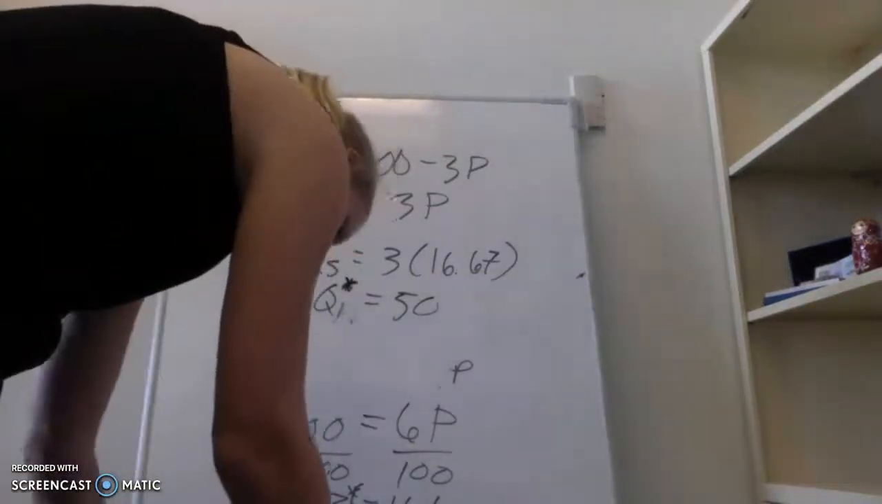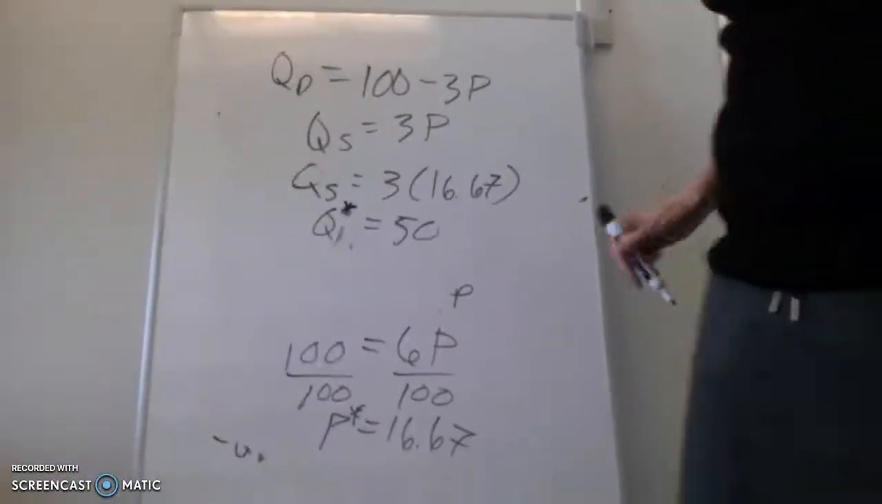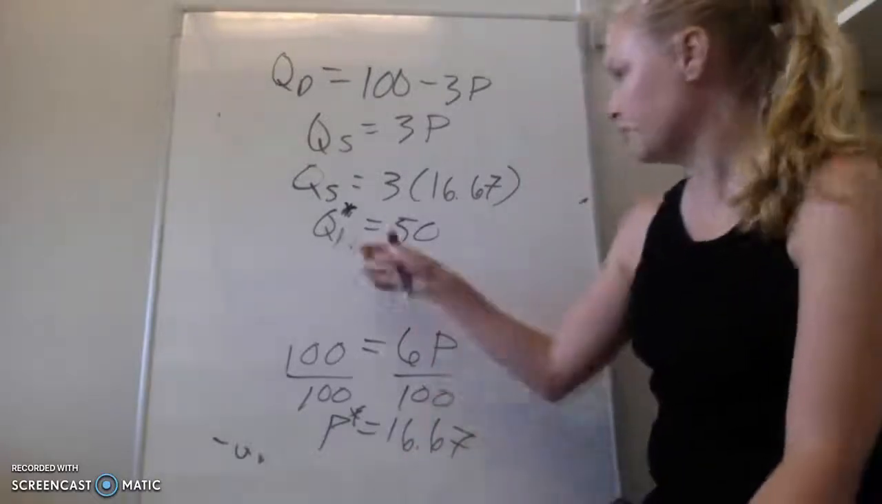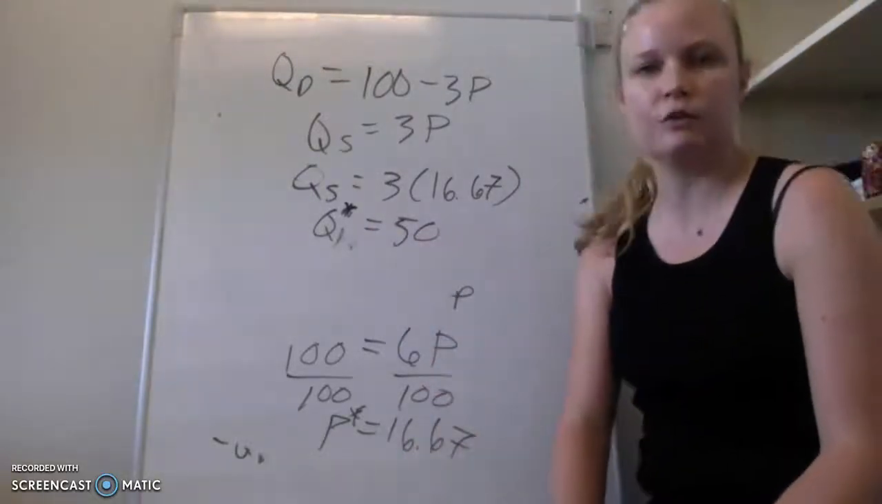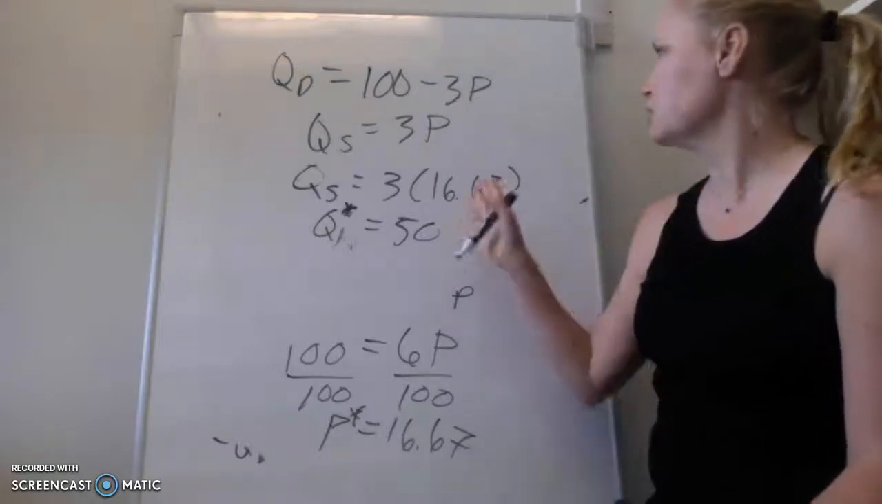Let me just double check my notes. Yes, it is. So in this case, the equilibrium price is going to be 16.67, and the equilibrium quantity is going to be 50.